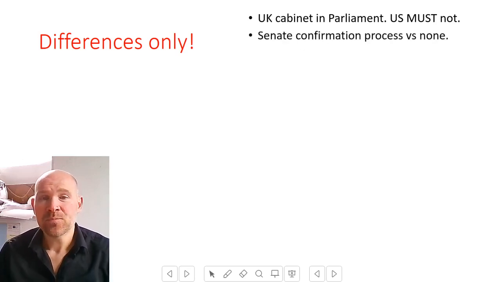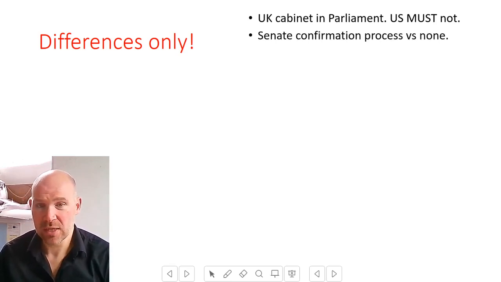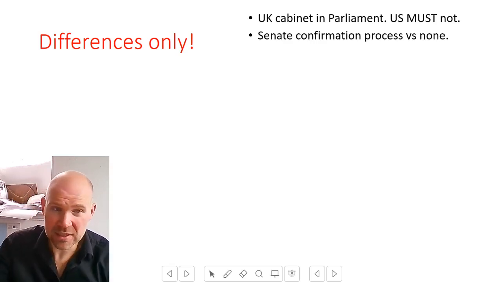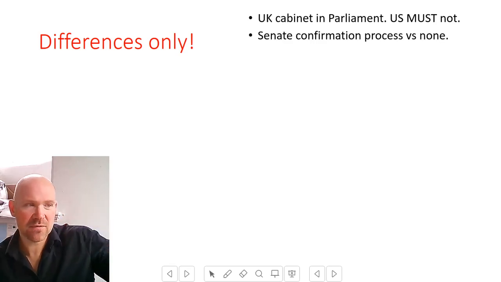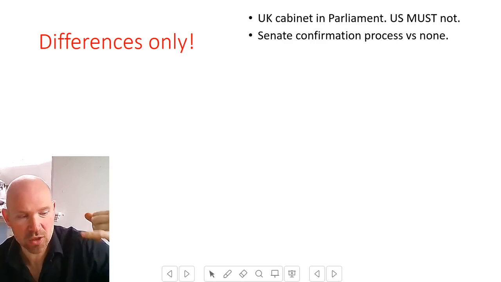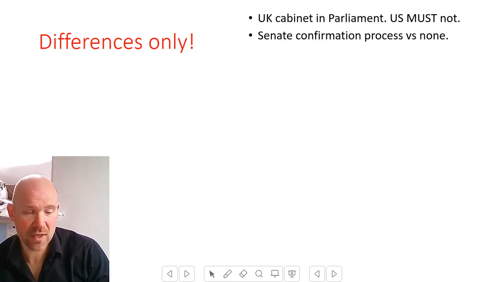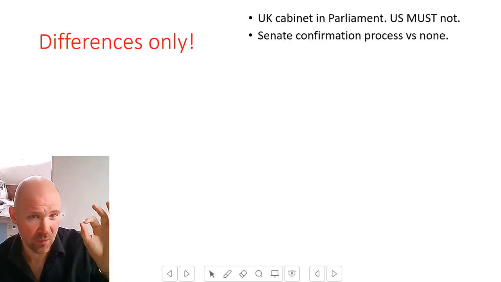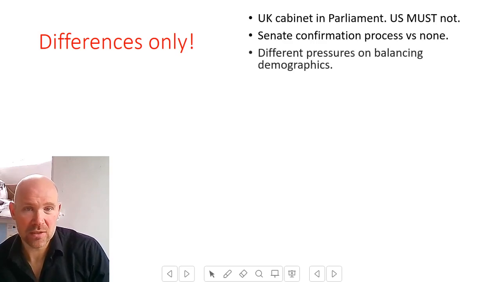Once they have been chosen, there is then a confirmation process in the US, using the Senate, but in the UK there is none. Once the Prime Minister says, it is you, that is it. That is the confirmation process. The Prime Minister has confirmed it. So there's a very big difference here in terms of how you actually get in through the selection process. In the US, you're going to be questioned. You're going to be investigated. Senators will vote on whether they approve you or not, whereas the Prime Minister solely has the power of patronage in the UK.